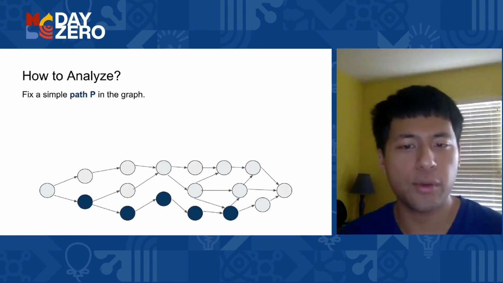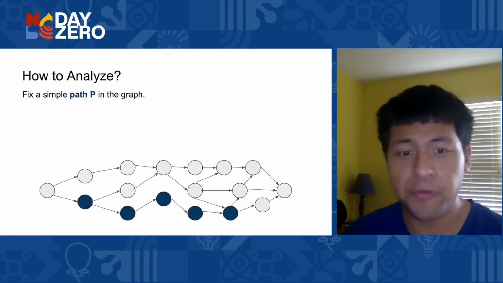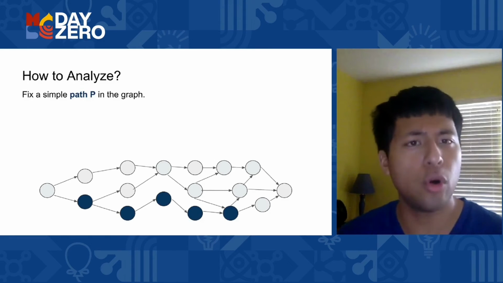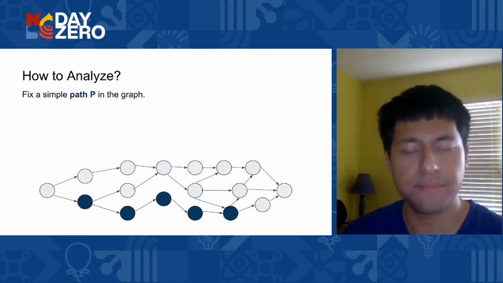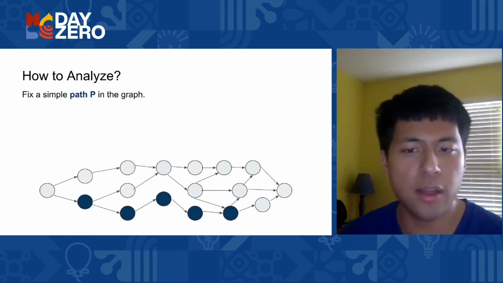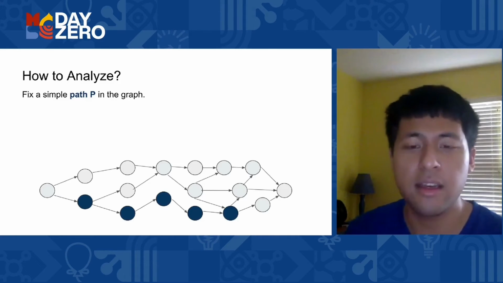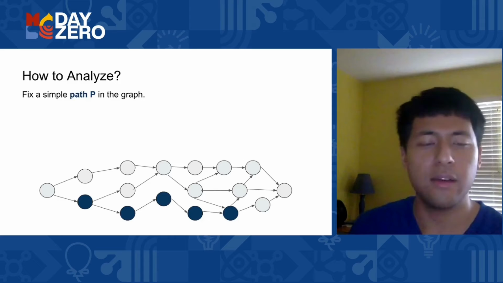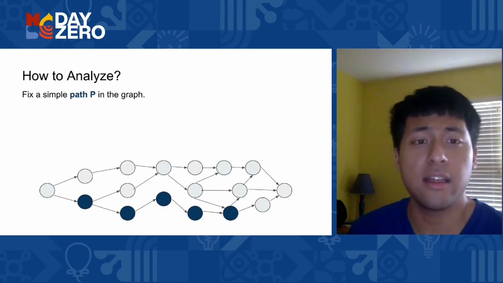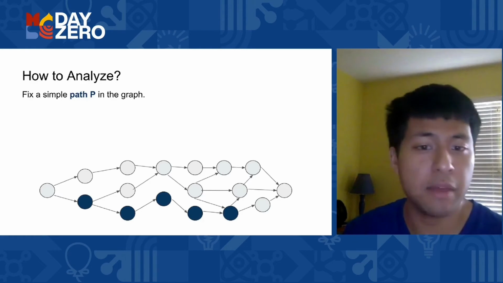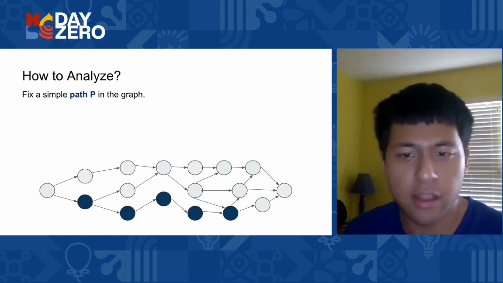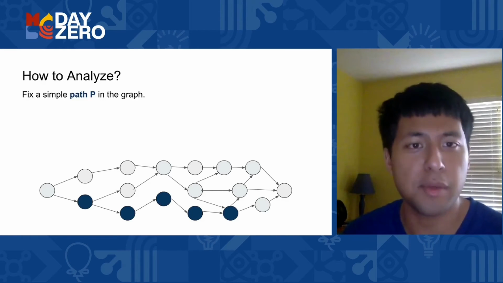To analyze this process, let's first fix a path in the graph. Now the goal is essentially to prove that from the start point of this path to the end point of this path, the expected length will be substantially less than n. Because that means that from the start vertex of the path, a short path can get to the end vertex, which basically means we've built a Hopset.